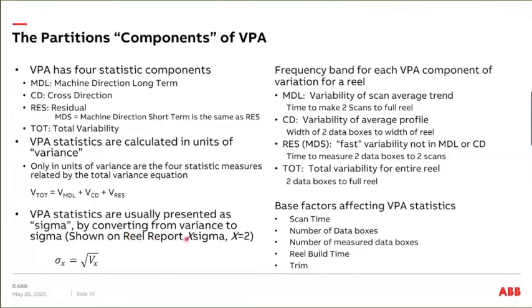So the sigma value, in most systems, is 2. There are some systems, at least for the ABB QCS systems, where customers will use 3 sigma instead of 2 sigma. So that is something you want to check on your particular system. You want to verify what sigma value is being represented in the reports.